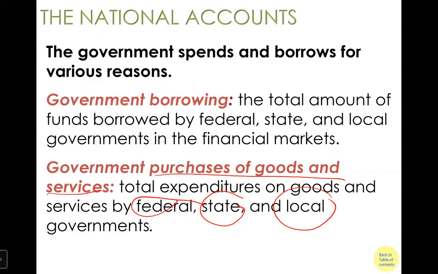They may even be short of the money to pay for the transfer, or the current transfer, to be precise. Okay, and then they are going to have to borrow. Government borrowing is the total amount of funds borrowed by different levels of government in the financial market. Right, so this is government.